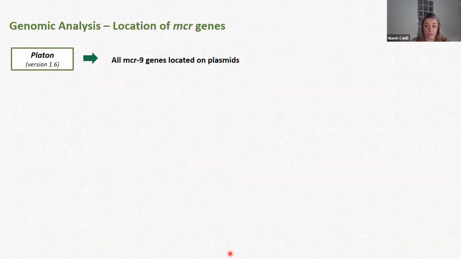Just in relation to the location of the genes, we used Platon and we ran our short read sequences through this tool, and we were able to predict that all MCR genes were located on plasmids. We haven't yet identified the location of the MCR8 genes, but this analysis is currently ongoing. As I mentioned, this is just a prediction. We would need to carry out long read sequencing in order to confirm this.